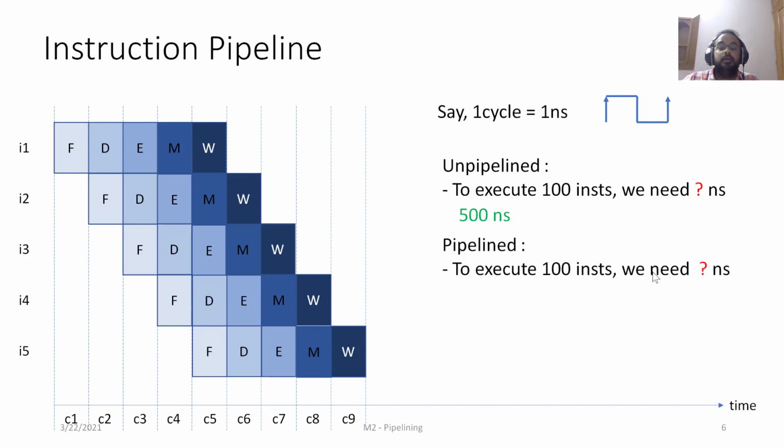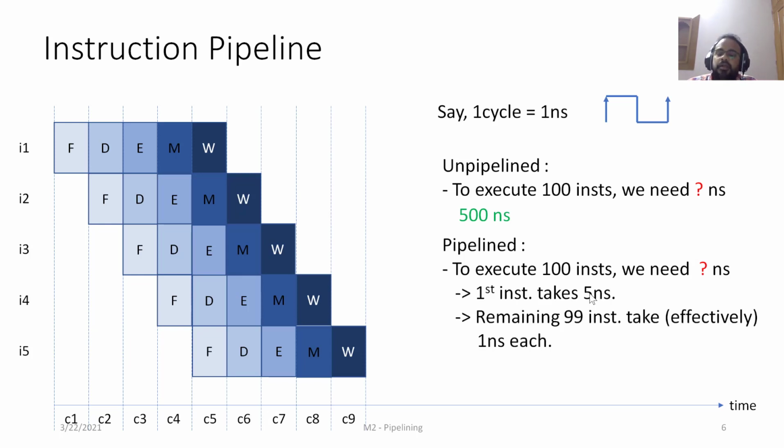But in the pipelined version, we are able to execute these 100 instructions in 104 nanoseconds. How did we get 104? The very first instruction would be out after 5 cycles, but the remaining instructions would effectively take only 1 cycle each. So overall, for 100 instructions, we would need 104 nanoseconds. Now, if you look at the speedup, it would be 500 over 104, approximately 5 times.